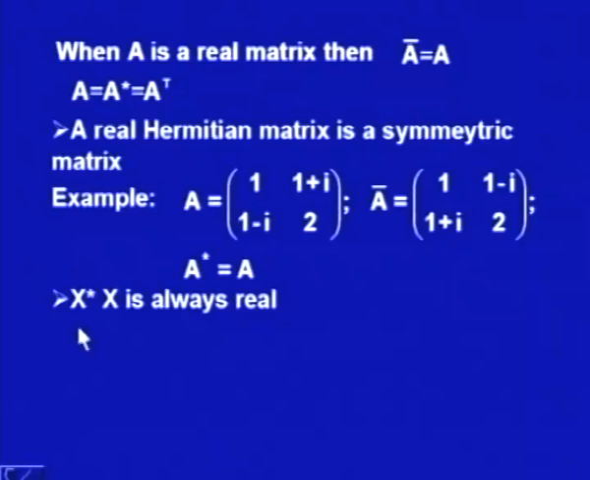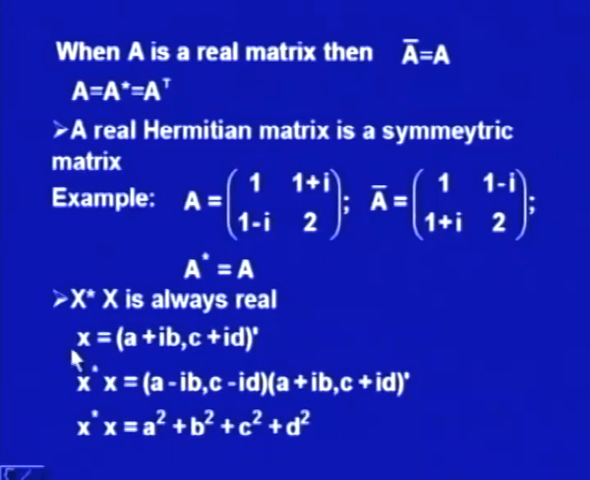Then the result is that x star x is always real, whatever be x. So let us consider x is (a plus ib, c plus id). These are complex elements of our 2 by 2 case. I prove this result for 2 by 2, but in fact this can be done for an nth order vector. So x star x is equal to (a minus ib, c minus id), that is the x star, and this is the column vector. So x star will become the row vector and the corresponding elements will be the conjugates.